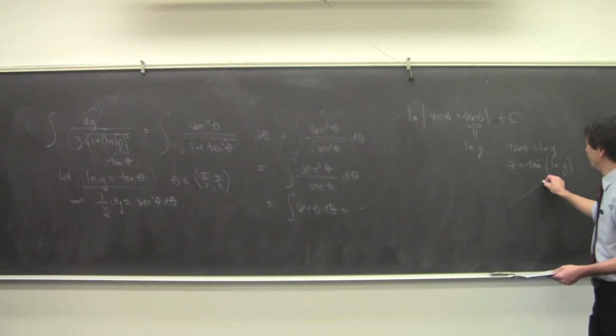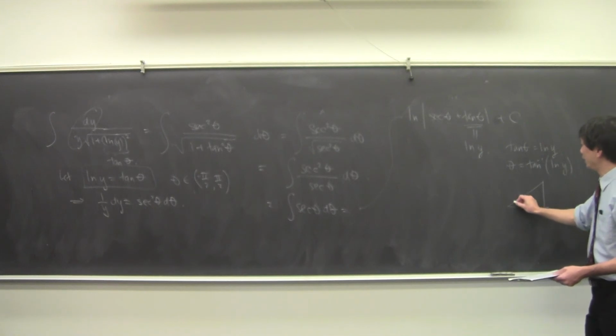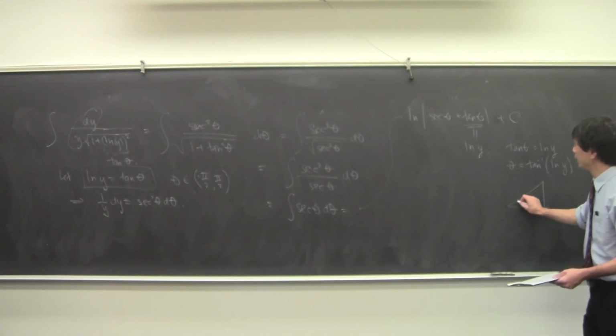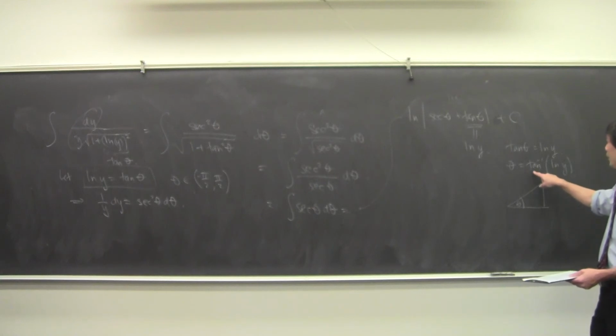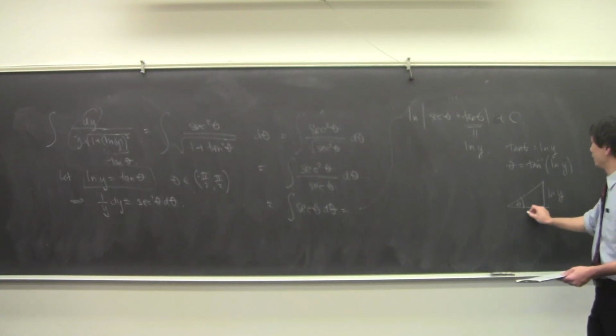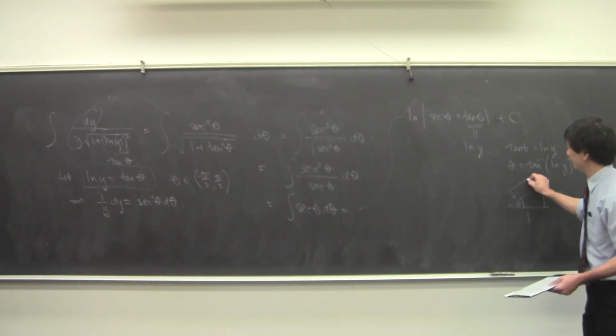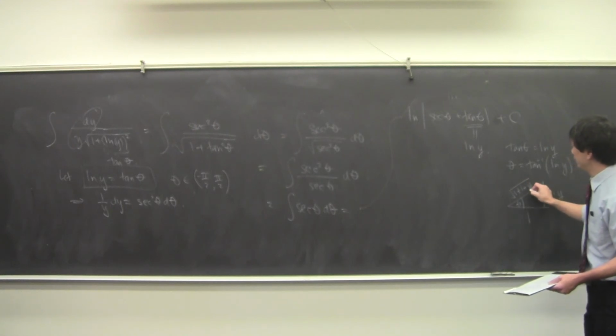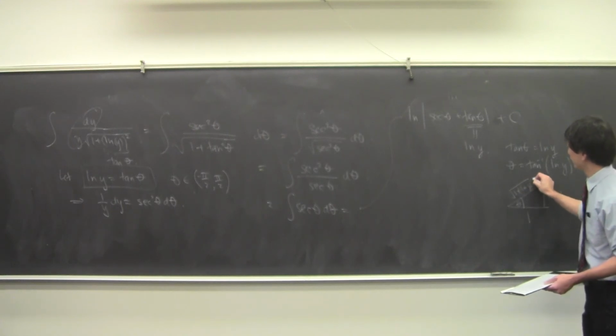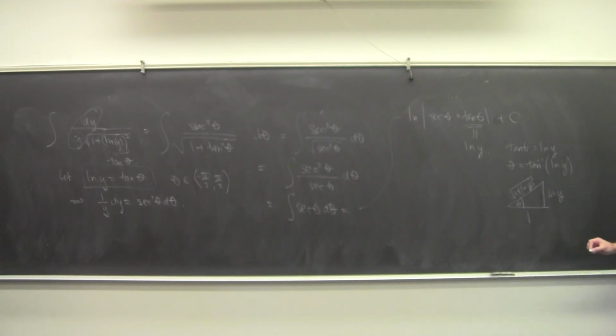Right? So again, we play our game. If this is theta, then we know its tangent is the natural log of y. The tangent, the ratio of the opposite to the adjacent, is the natural log of y. And so the third side has to be like this, the square root of 1 plus natural log y squared. That right there.